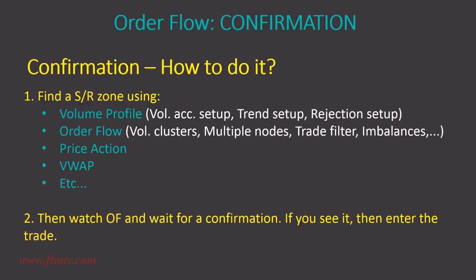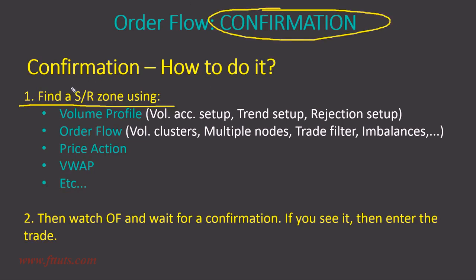Now here is how to do it, how to work with the confirmation. First thing you want to do is find a support or a resistance zone, and in that zone you want to wait for the confirmation. You want the support and resistance zone confirmed. Now this is how you can find the support and the resistance zones. You can use volume profile, you can use the setups which I'm going to show you later in this video course. Those main three setups which I use are volume accumulation setup, trend setup, rejection setup, and there's also the volume up down setup, which is also a cool setup to use with the volume profile.